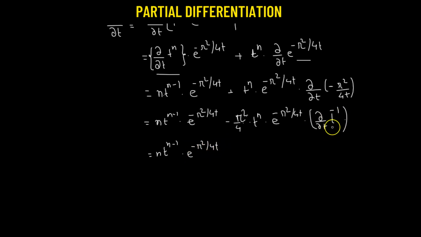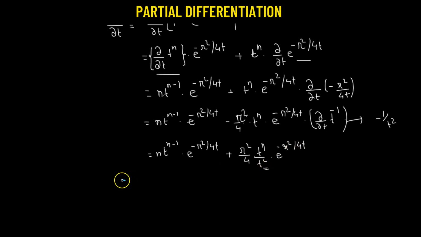The partial derivative of t raised to the power of negative 1 is negative 1 over t squared. So we'll multiply negative 1 over t squared with this expression. So we have positive r squared over 4 times t raised to the power of n divided by t squared times e raised to the power of negative r squared over 4t. So we can combine these terms.